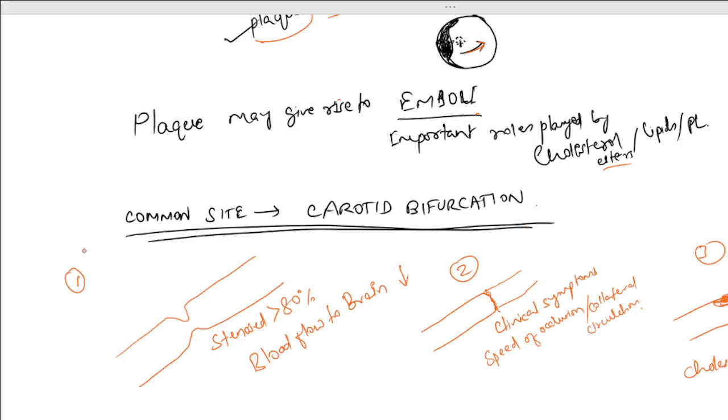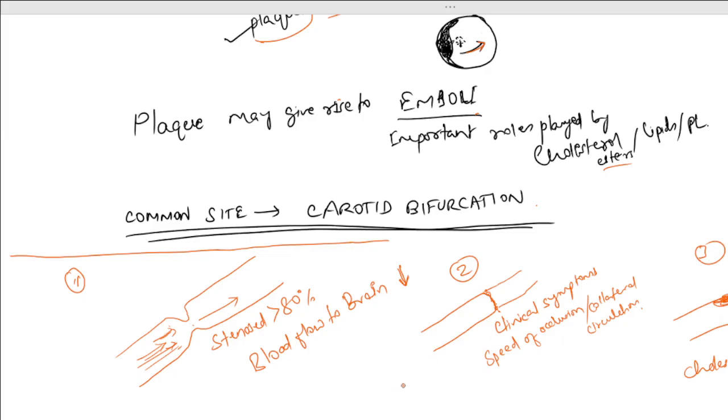Then we tried to understand the mechanism in pathology in three conditions. Condition number 1, if it is stenosed more than 80%, blood flow to the brain will reduce. Brain has its own circulation, you know very well, right? Suppose you have blood moving here, and then it gets stenosed here more than 80%, then blood flow to the brain will definitely reduce.